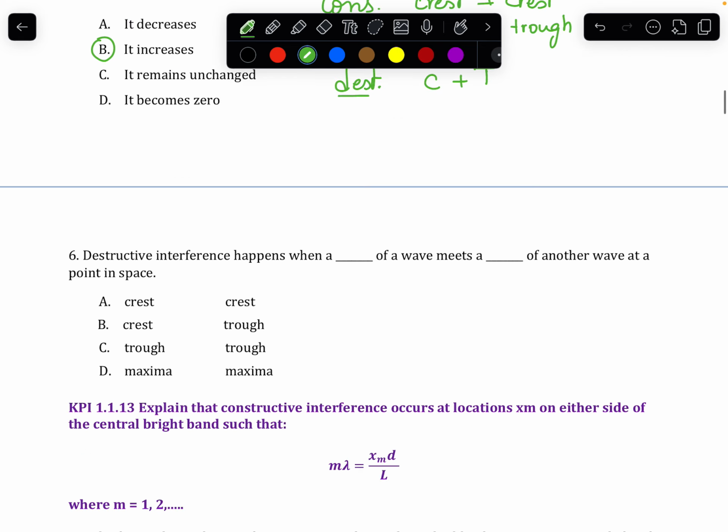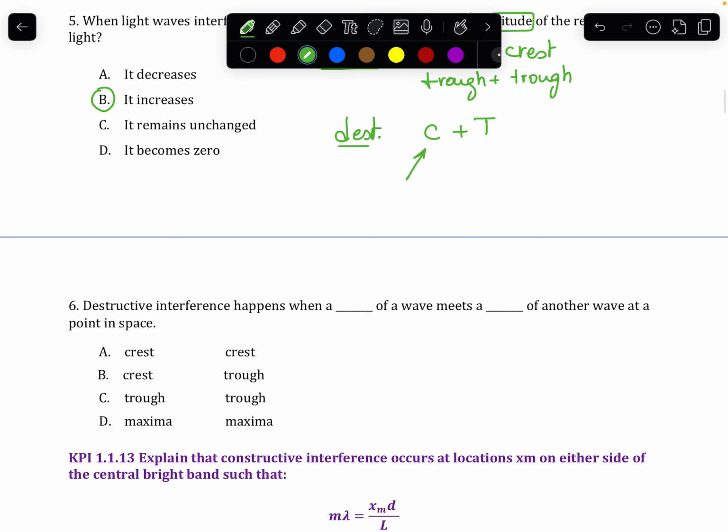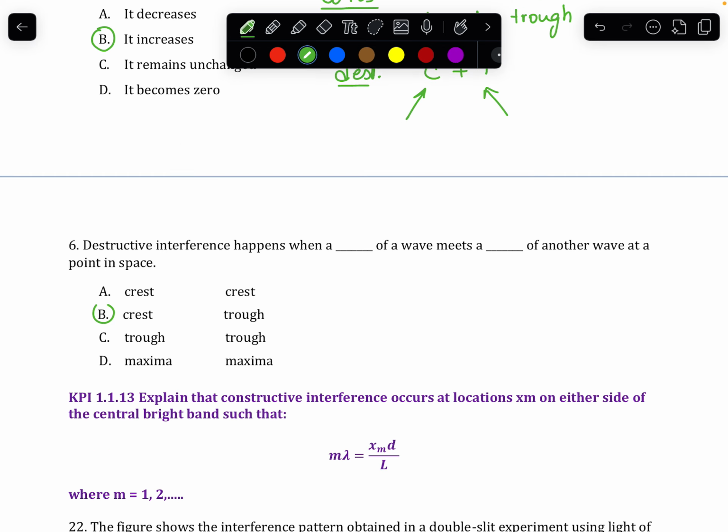Question 6. Destructive interference happens when what of a wave meets what of another wave. So we agreed that for a destructive interference, it must be a crest and a trough. So it's option B.